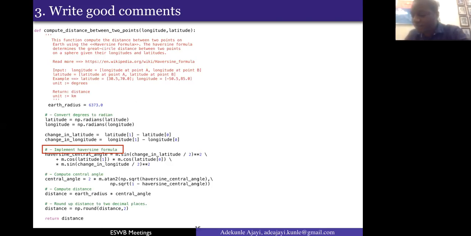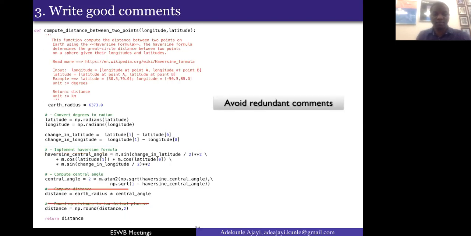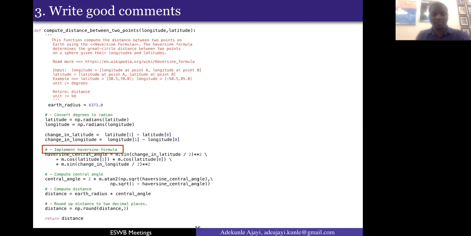While we are emphasizing that you need to write good comments, you should also not write bad comments. You might be surprised. There are things we call bad comments, because while you're trying to write good comments, you might tend to put comments where you actually don't need them. Remember, we talked about using descriptive names. If your variables have self-explanatory names, then in some lines of code you don't need to add comments. For example, here I said compute distance. This is clear enough. Distance is equal to arc radius times central angle. There's no point writing compute distance. That's clear enough. Round up distance to 2 decimal places. If you are going to be interacting with my code, np.round is clear enough to understand that I want to round this up to 2 decimal places.